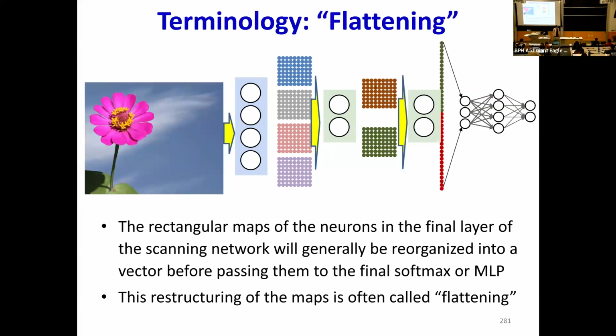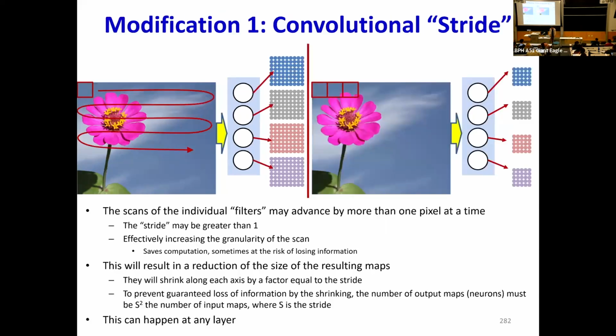There's this notion of flattening. Typically, the map produced by the final layer neuron is passed in its entirety to a softmax or an MLP. So you don't need to present it in the same shape as the input because the subsequent ones are looking at the entire input. You can just reorder these multidimensional inputs as a single vector. So this is a term you might encounter, that's flattening, where you take something that's in the shape of an image and just reorder all the values in the shape of a single vector, right? And the other thing is stride.